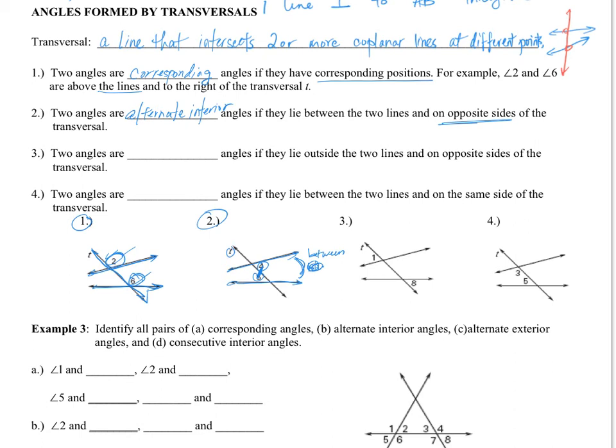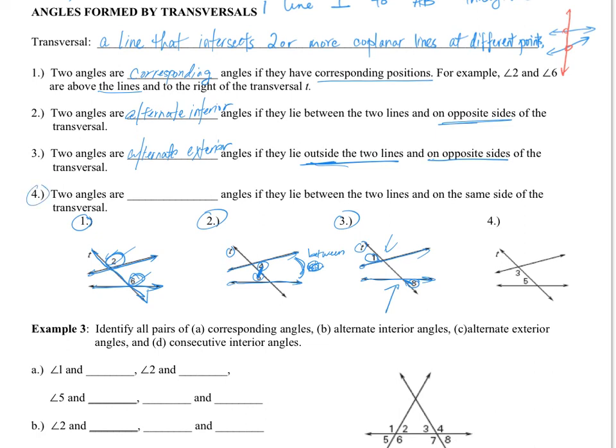And then the third one is called the alternate exterior angles if they lie outside the two lines, outside. So if you see picture 3 here, angle 1 and angle 8, they are outside of these two lines here, and they're also on opposite sides of the transversal T. So this angle and this angle will be also considered alternate exterior angles.